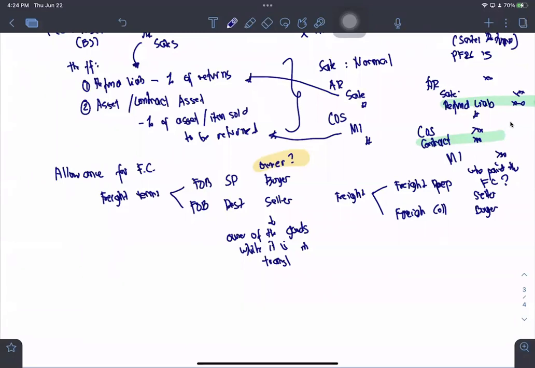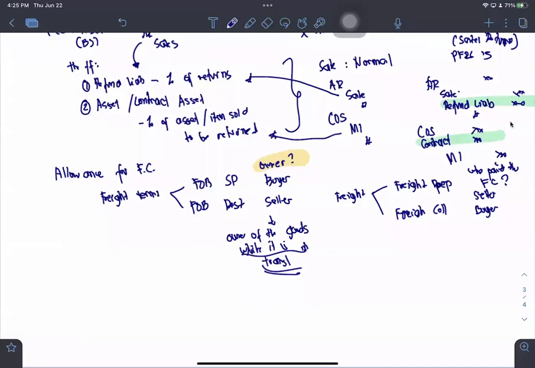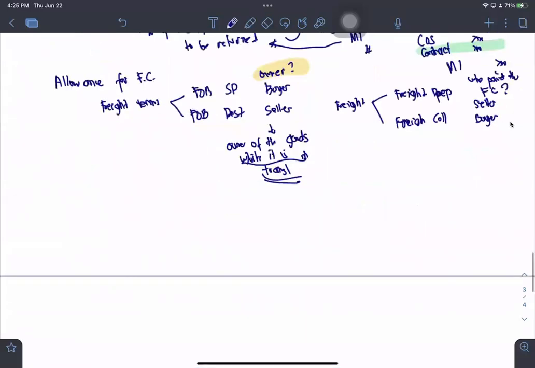Again, freight terms determine who owns the goods while it is in transit. So assuming the goods are still in transit, who owns them? That is your FOB shipping point and FOB destination. Now, for determination of the payment of the freight cost, that is either freight prepaid or freight collect. For freight prepaid, it is paid by the seller. For freight collect, it is paid by the buyer. So if that is paid by the seller or the buyer, and you have your shipping point and destination, that is the only time that we have a problem. So normally we combine the following.